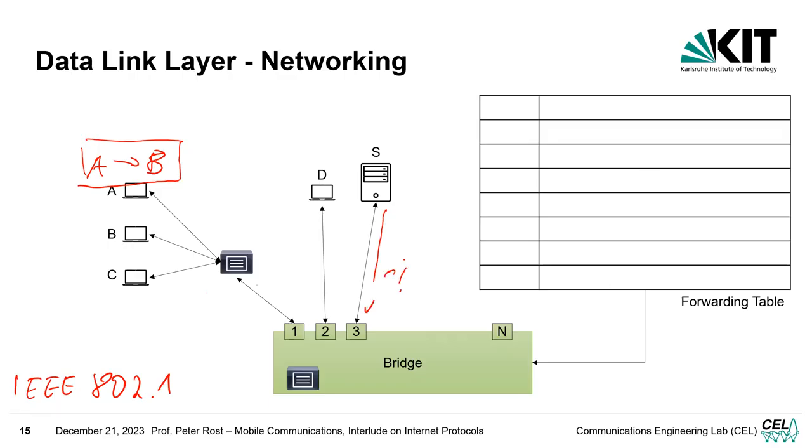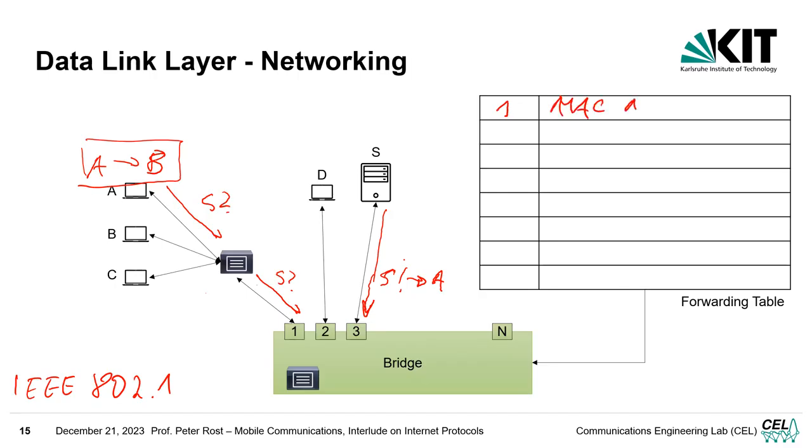Okay, so my pen is now working, good. Okay, it wants to tell A that this is S. The good thing is now, when the question from A was received by the bridge, it actually learned, okay, A is connected to port 1. So it will write down port 1.